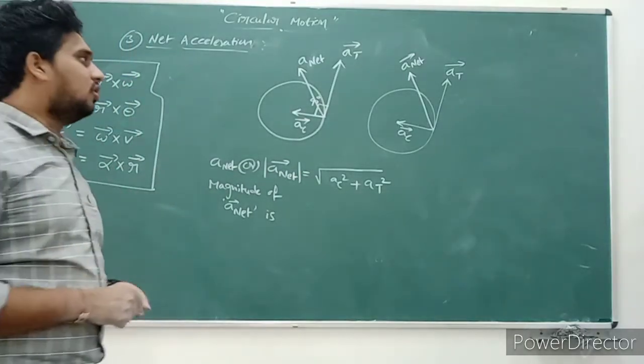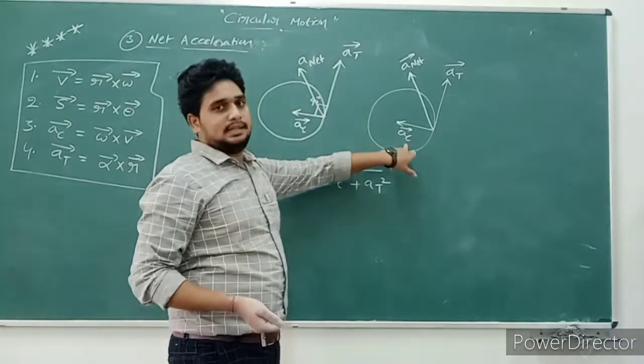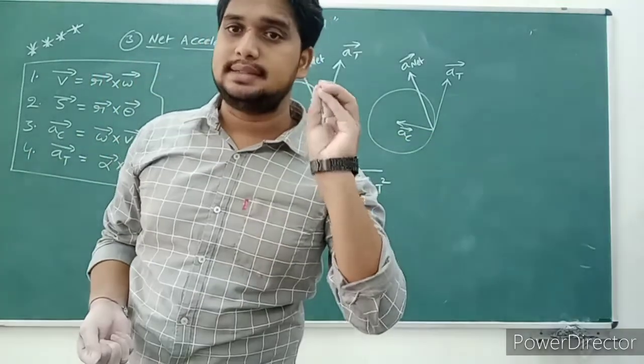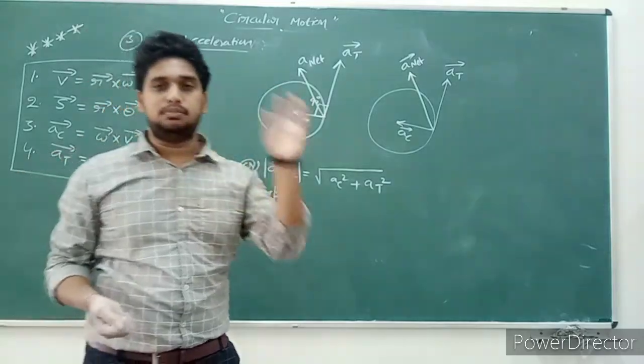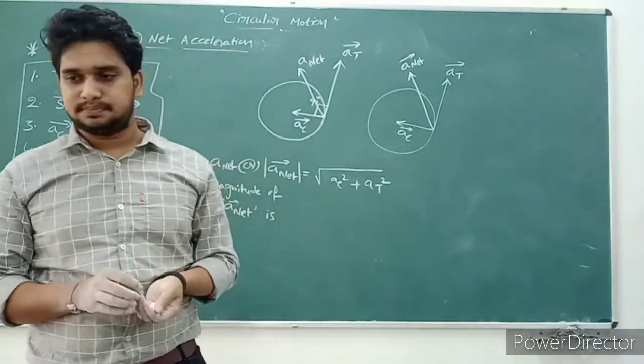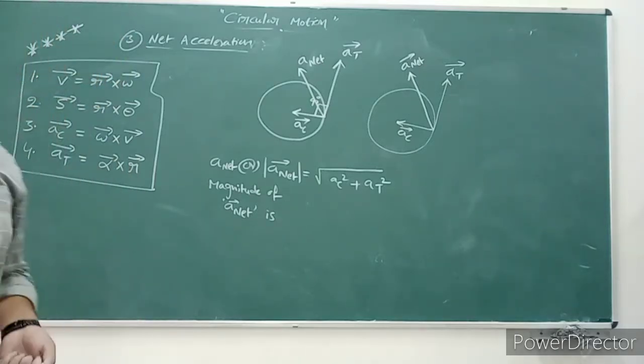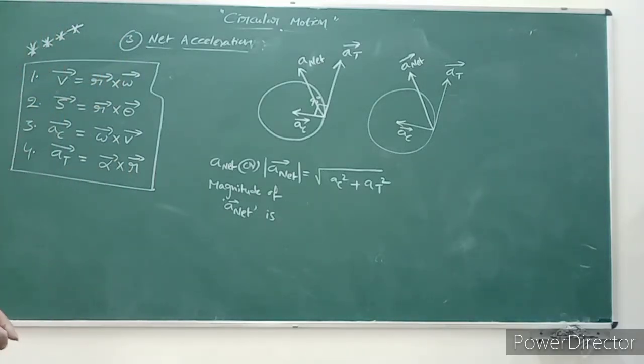The resultant of centripetal acceleration and tangential acceleration gives the net or total acceleration of a body moving in a circular path. So this is an important condition.